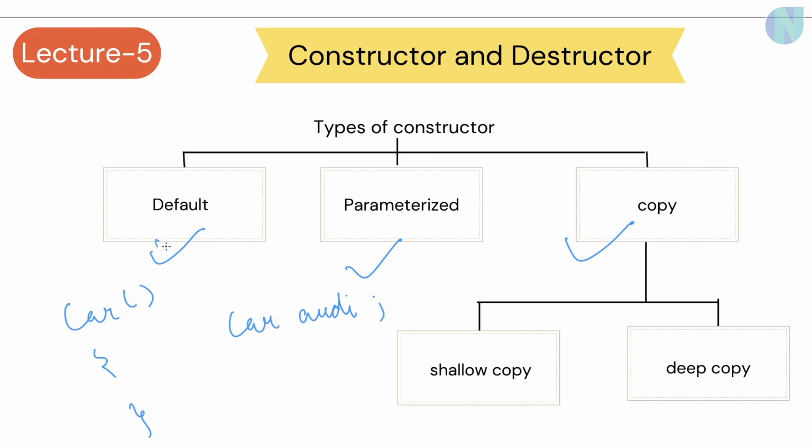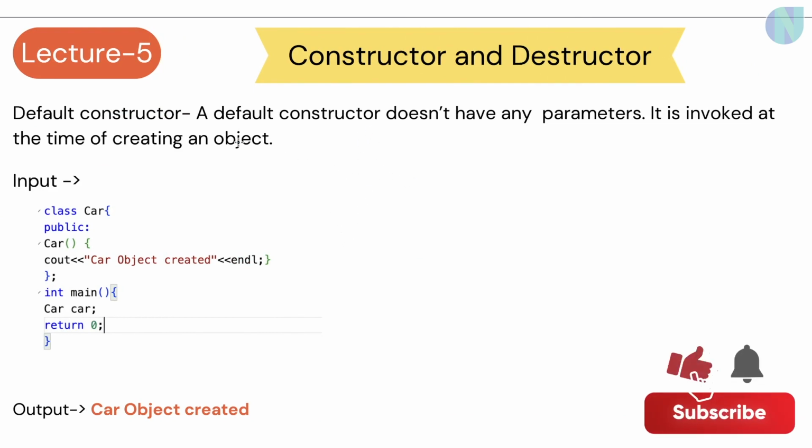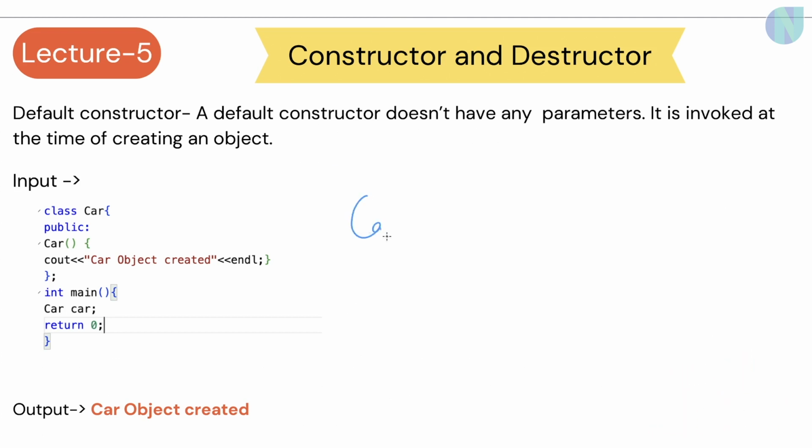So let's look at the default constructor and understand via code as well how the default constructor is working. So yeah, this is default constructor. So basically a default constructor doesn't have any parameters. It is invoked at the time of creating object. So what does this particular line imply? So consider that this is a constructor.